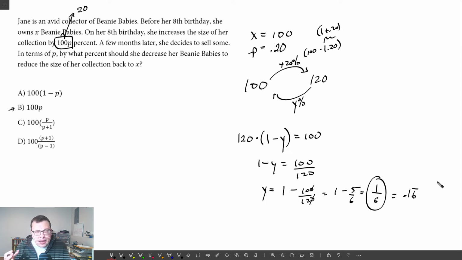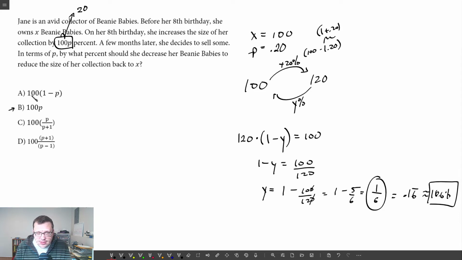Okay. So how does this help us? Well, this is about 16.6%. I can go to the choices. This is kind of my answer. It's got to decrease by about 16% to get back to the starting point. Go to my choices here and see which one gets me the same value.